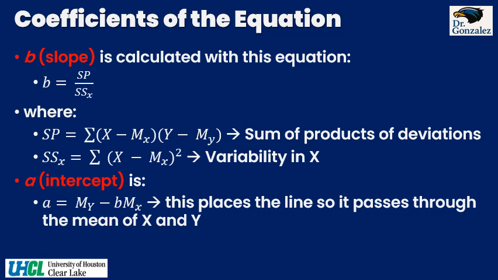We're going to calculate the variability in x by calculating x minus the mean of x, squaring it, and then summing all of those up. And that's where we get our slope. Now, the a-intercept is a equals M sub y minus b times M sub x. What that does is place the line so it passes through both means. It goes through the mean of x and the mean of y.